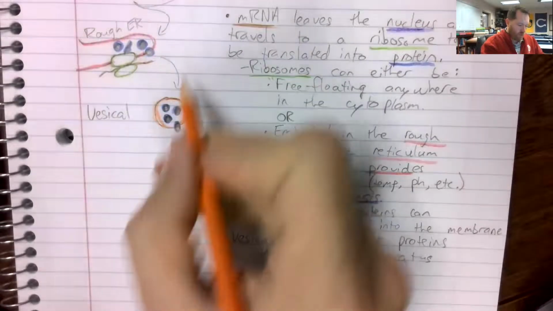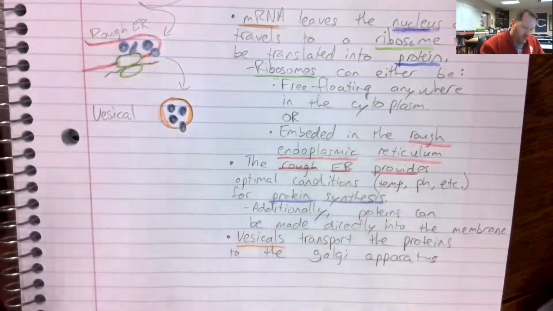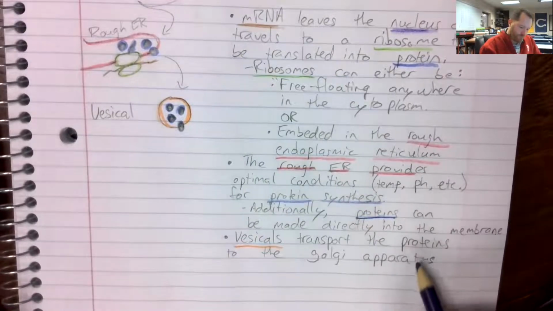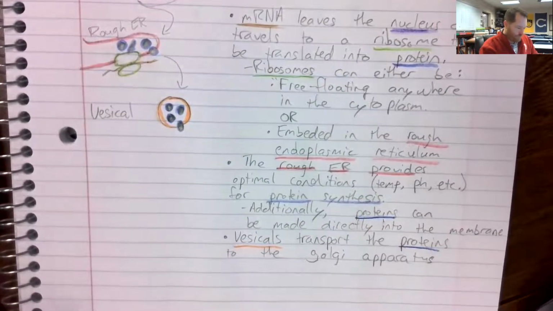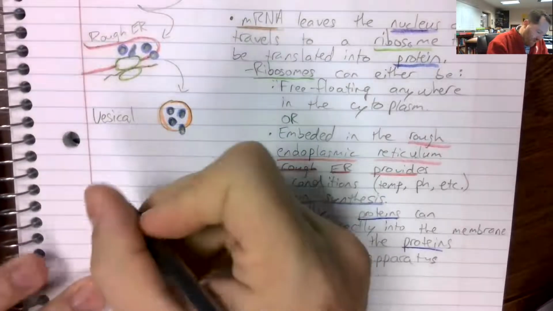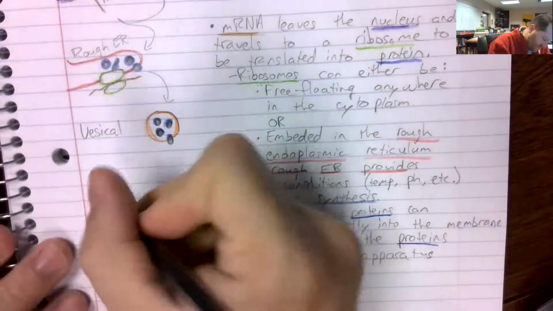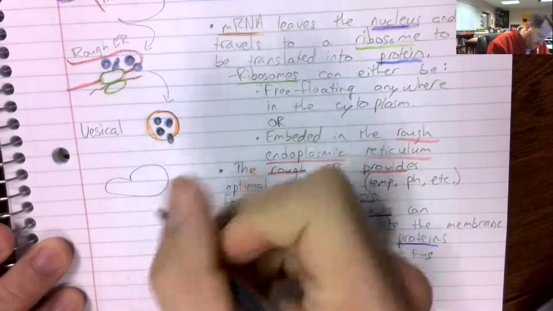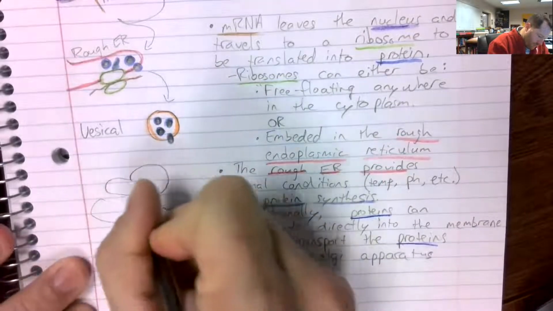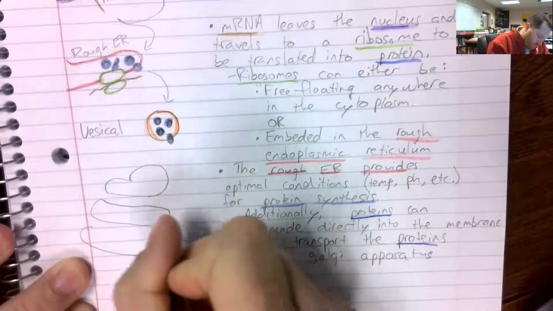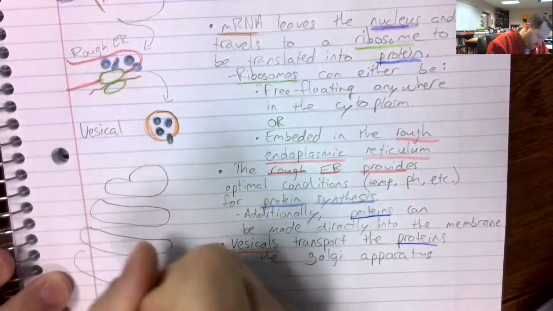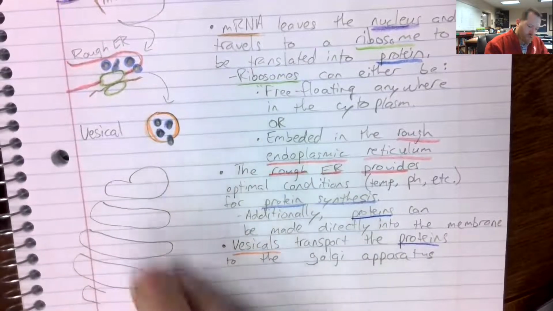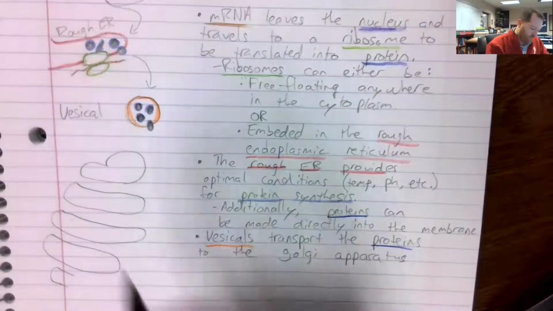And these vesicles are going to bud off from the ER, and they're going to travel to what we call the Golgi apparatus. Kind of looks like a stack of pancakes almost.